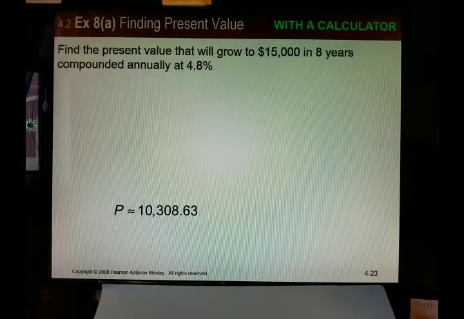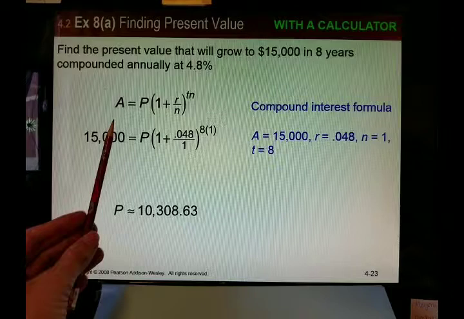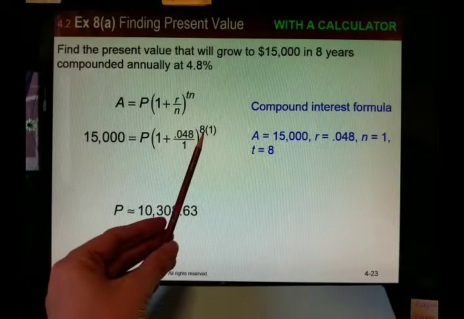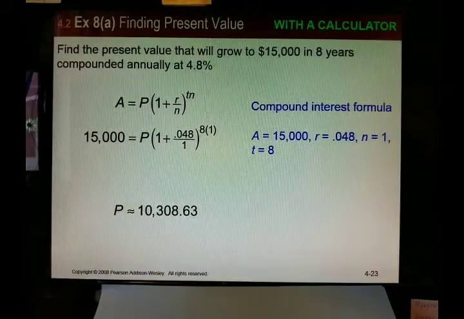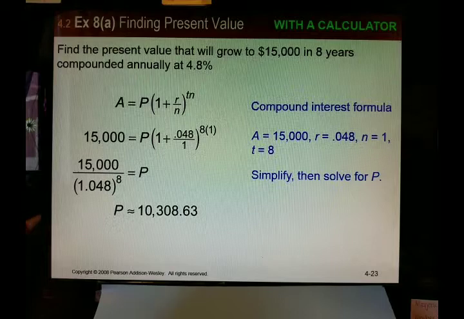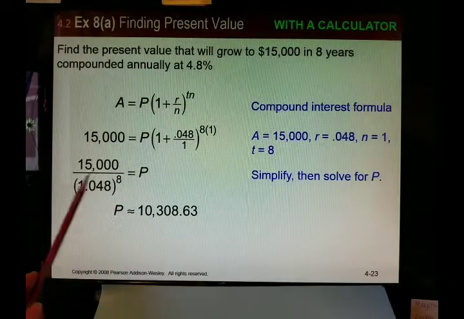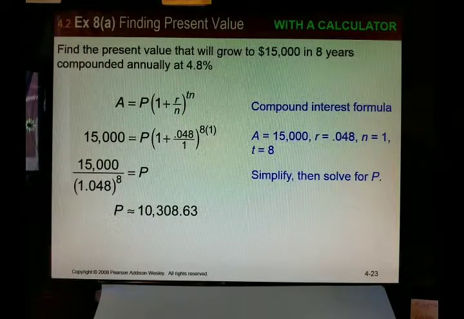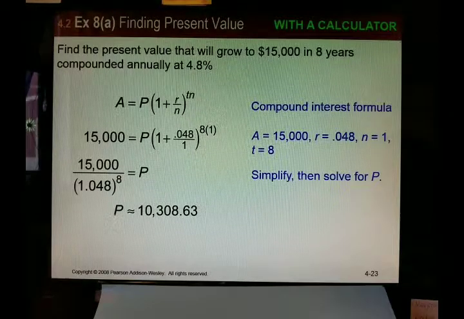It says, find the present value that will grow to $15,000 in 8 years, compounded annually at 4.8% interest. So we want to find the principal amount that will grow to $15,000, which will be the amount in the end. The interest rate of 4.8%, compounded annually would mean once a year for 8 years. So we need to solve this. If I go ahead and get this decimal answer right here, this is all still with the graphing calculator or scientific calculator. So we get this decimal, that's 1.048 to the 8th power. We divide by it because that's times P. So I just need 15,000 divided by this number, and it would be approximately $10,308.63 in your account. That would grow to $15,000 in 8 years if it's compounded annually at 4.8% interest.